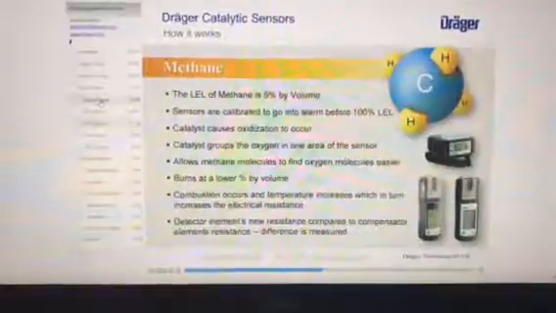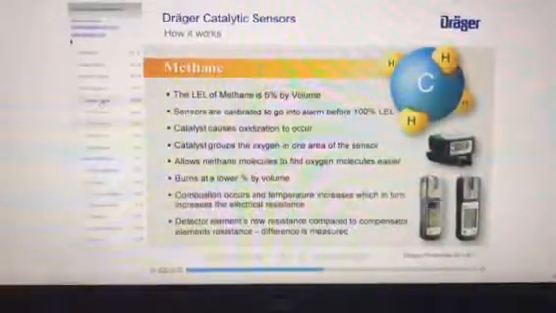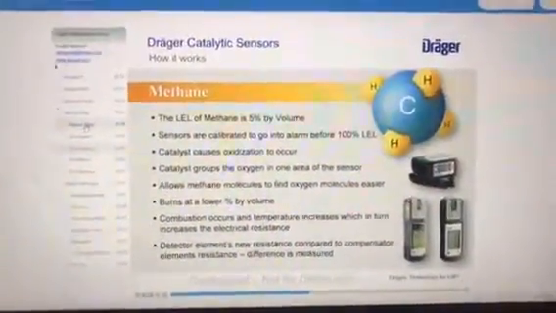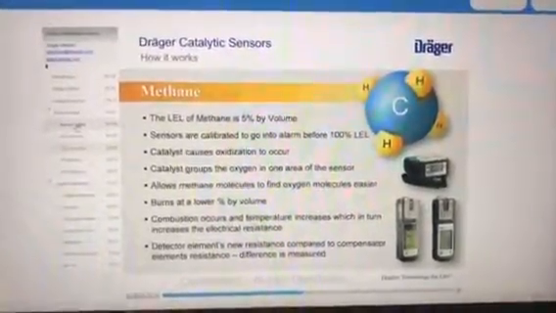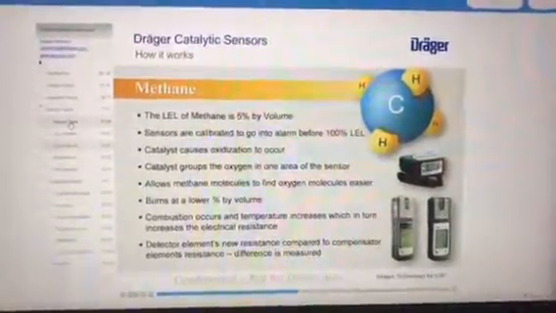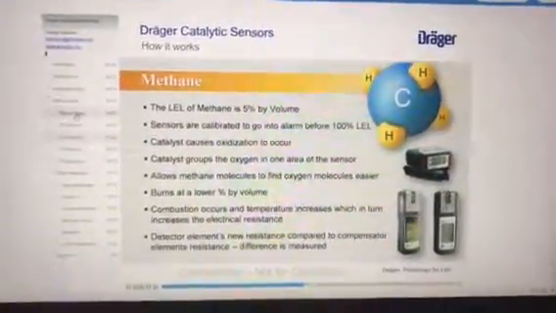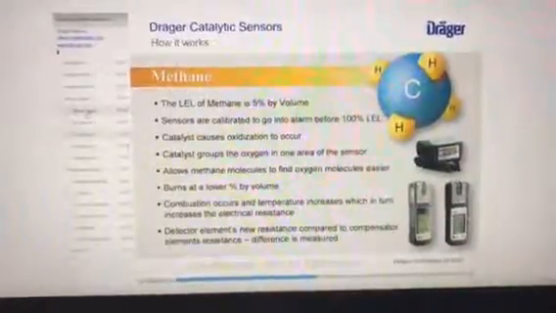The detector element's new resistance is compared to the compensator element's resistance, and the difference in resistance is measured. This information is used to calculate the concentration of methane. The monitor will take this reading and go into alarm if the environment has become hazardous. This type of sensor can be found in your XAM 2500, 5000, and 7000 instruments.